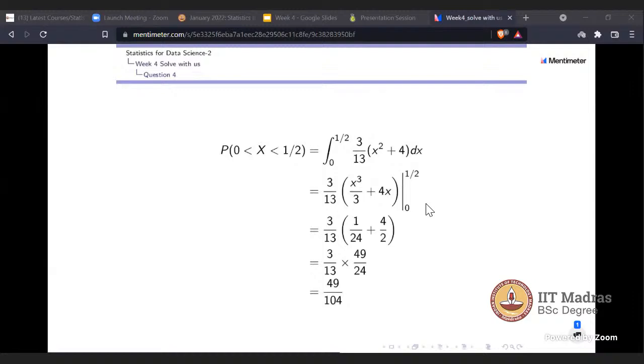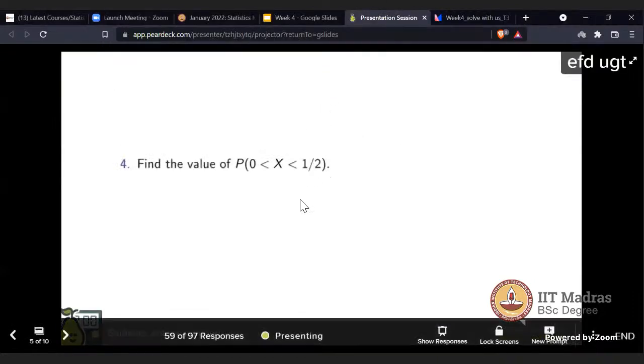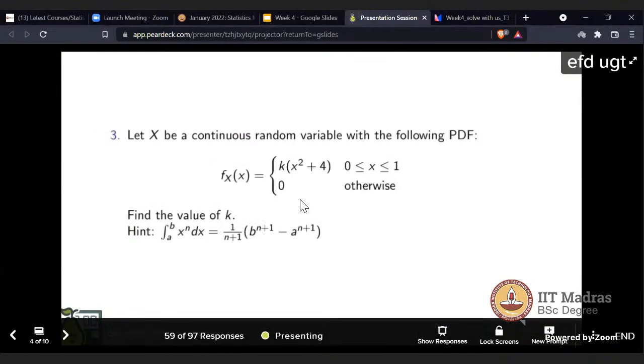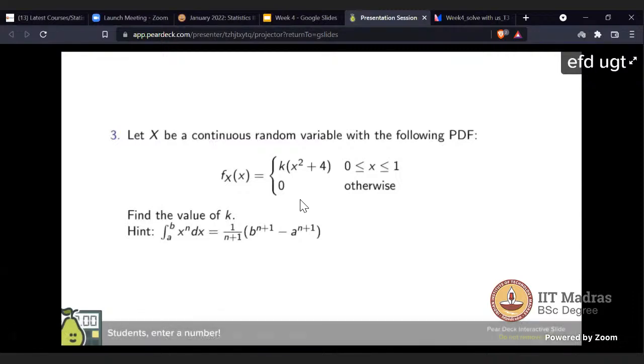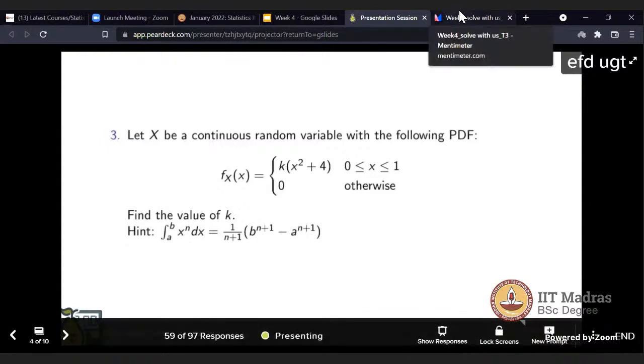Since the CDF was also done in the previous exercise, that also can be used, right? F of half minus F of 0. But that CDF was not the CDF for this function. When we evaluated the value of K, an intermediate step was going through the integration, and I equated it with 1. So that CDF also can be used. It gives you the same result.